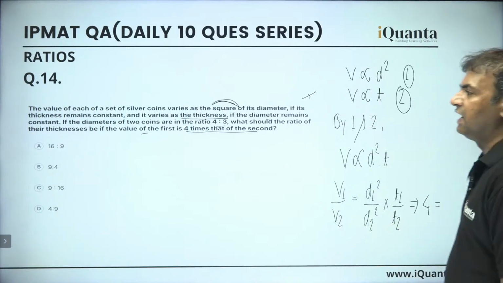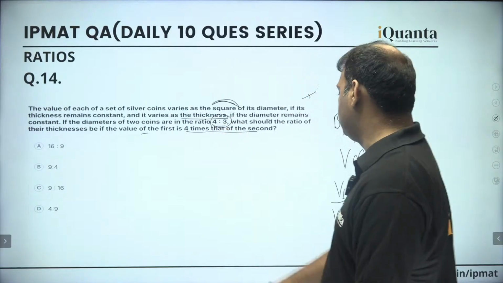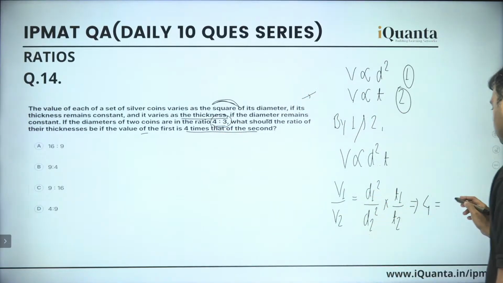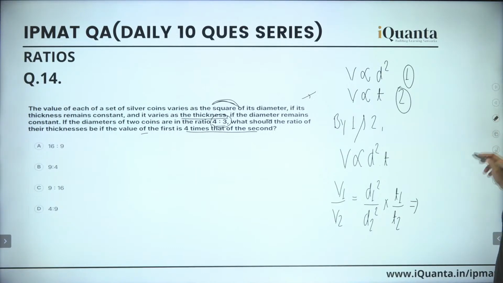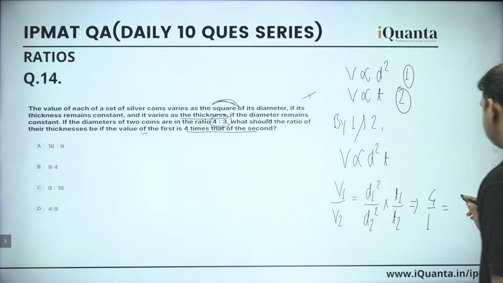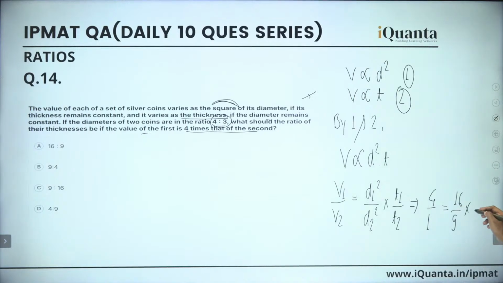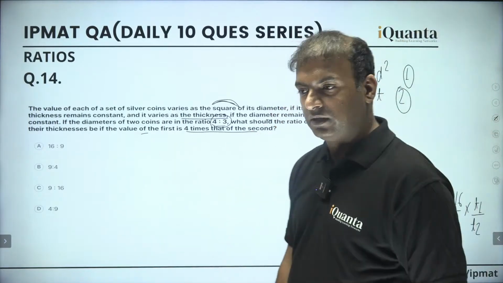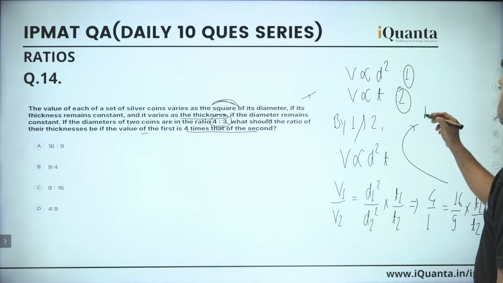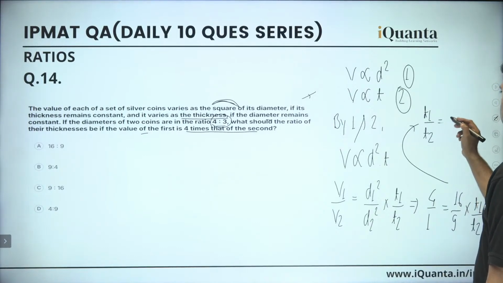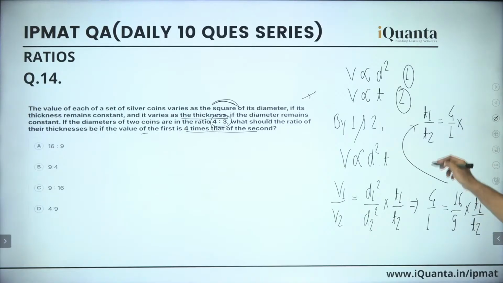And then the diameter is in the ratio of 4 is to 3, right? So 4 is to 3, but this is a square. So square should be what? This is 4 upon 1, right? So if this is 4 upon 1, the next line is 4 upon 3 square, so this should be 16 upon 9, and then into T1 upon T2. Now they are asking what? They are asking the ratio of the thickness. Simple. So we can say that T1 upon T2 is equal to 4 upon 1 into 9 by 16 after doing the basic cross multiplication. Now 4 is cancelled and this is simply 9 is to 4.